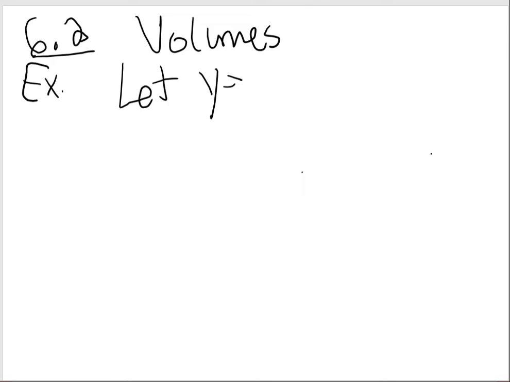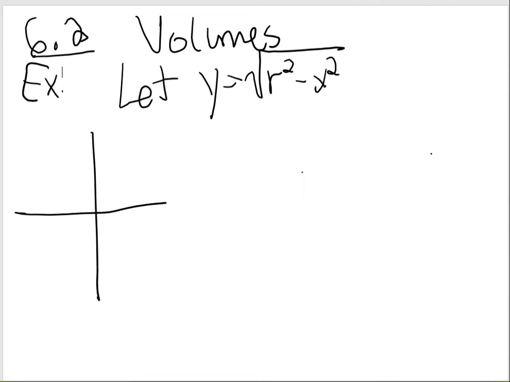Let y equal the square root of r squared minus x squared. So what does that look like? Well, that looks like this thing, where this is r and this is negative r.